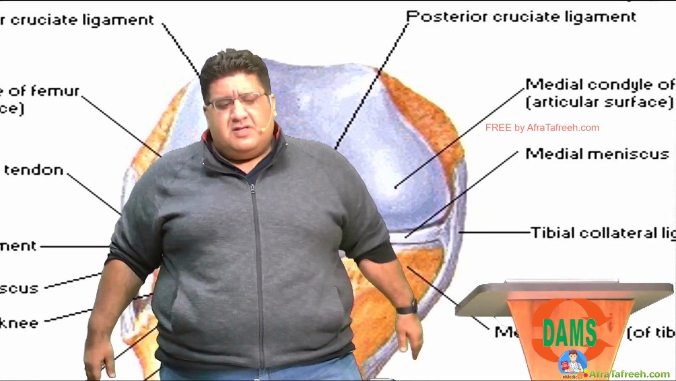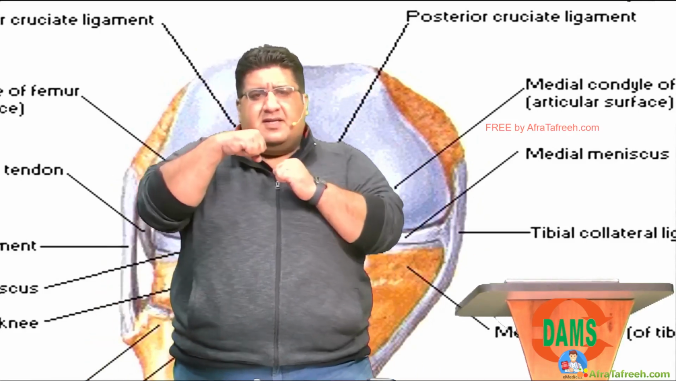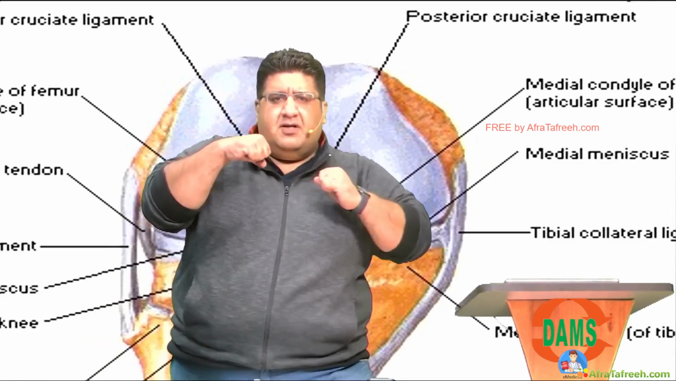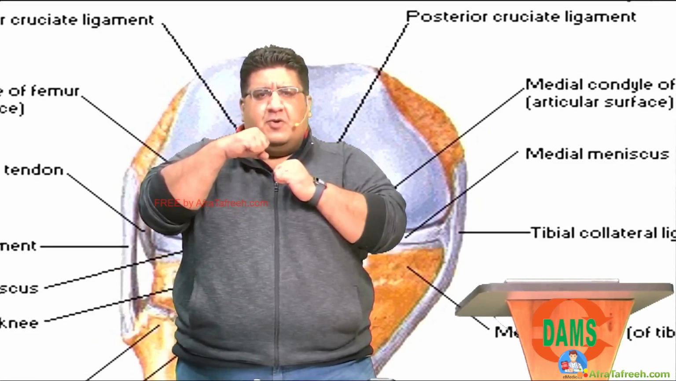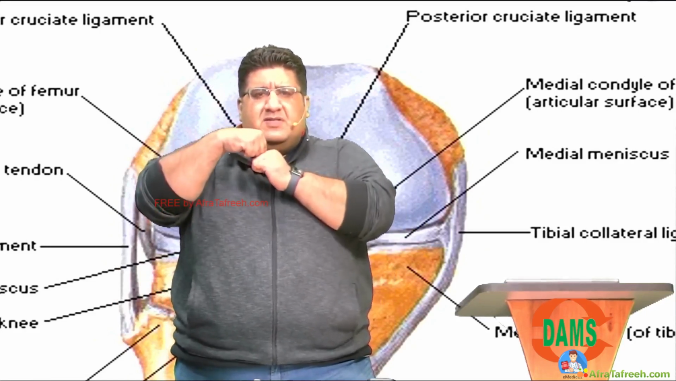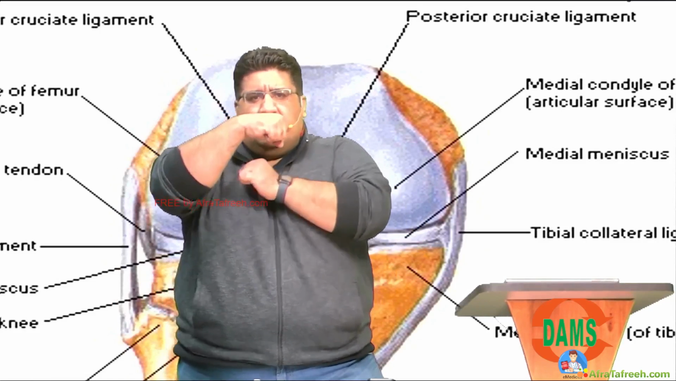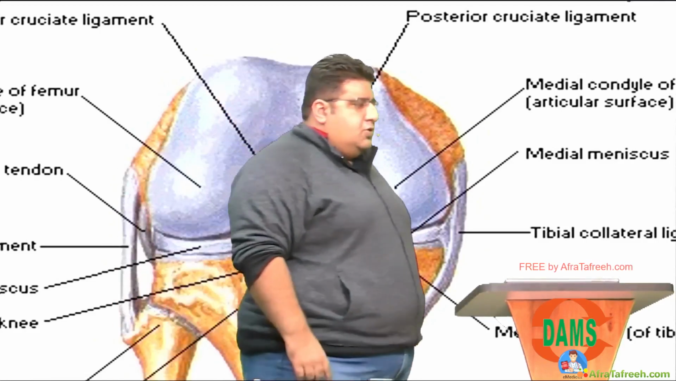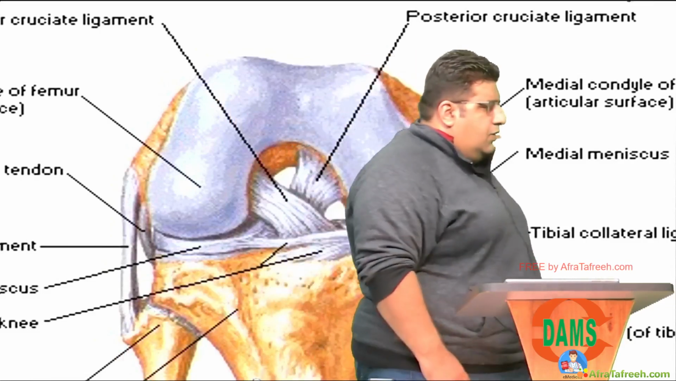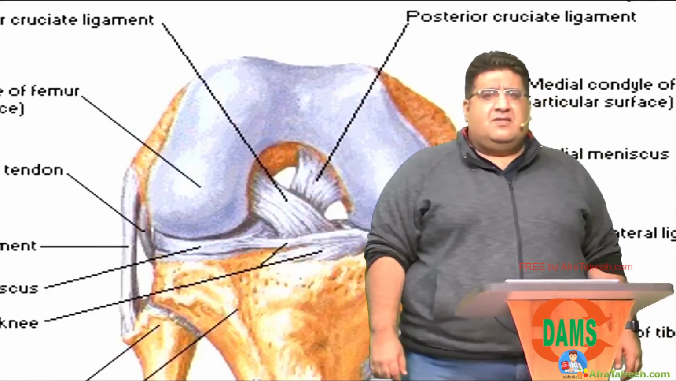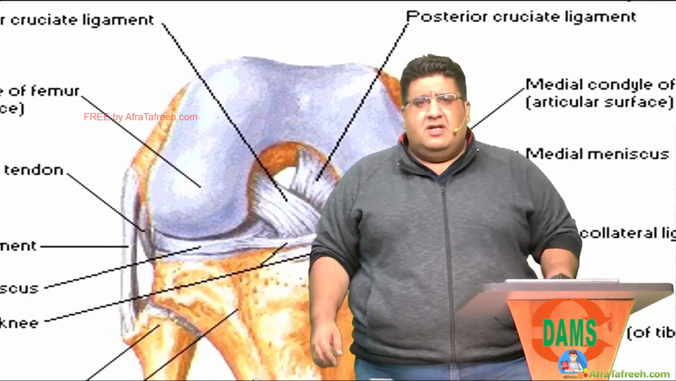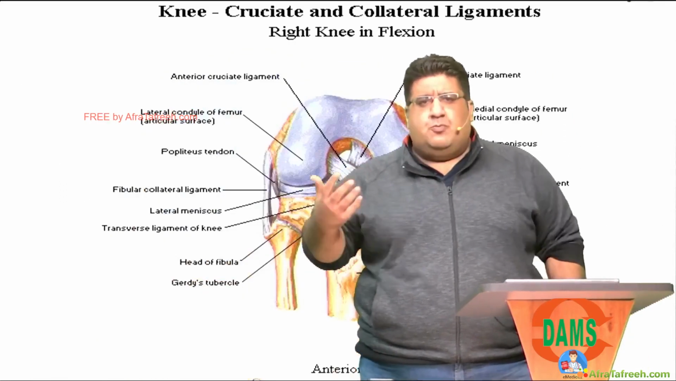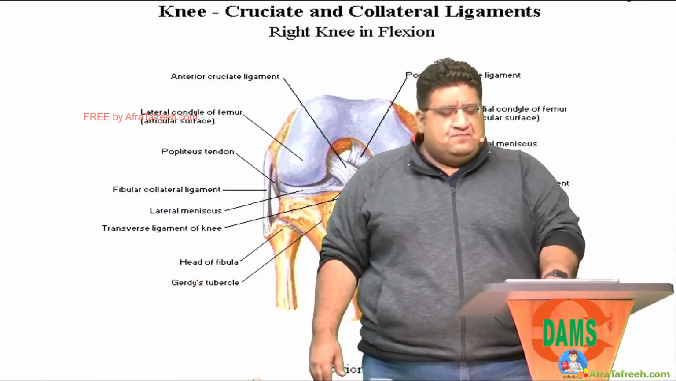Fifth difference is that ACL prevents excess anterior translation of tibia with respect to femur while going downhill downstairs. PCL prevents excess posterior sagging of tibia with respect to femur while going uphill upstairs. So, now we conclude the 6th difference, the last difference, technically the 12th point of this topic.